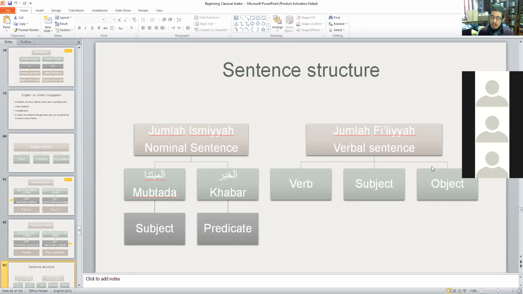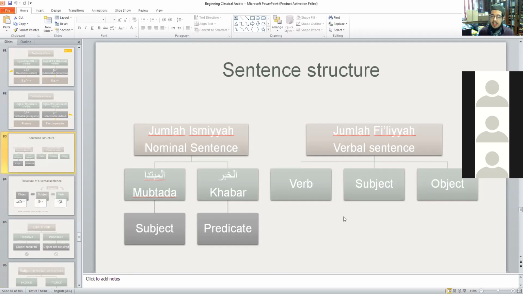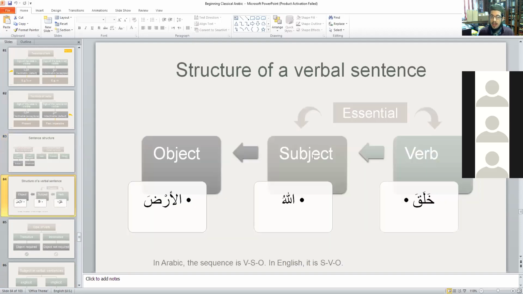So what are the essential components of a verbal sentence? It begins with a verb. Next is the subject of the verb, meaning the doer, the one who performs the verb. And then often, but not always, we have an object of the verb. If we're looking at an example, we have خَلَقَ اللَّهُ الْأَرْضَ. Notice that this takes some getting used to because Arabic has a sequence of verb, subject, object, whereas in English it's subject, verb, object.